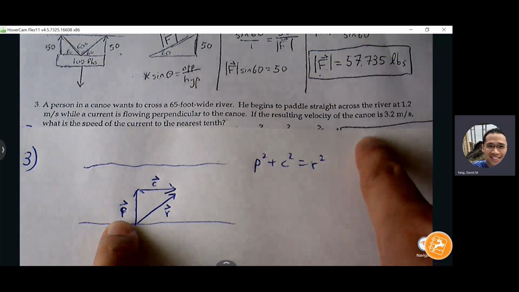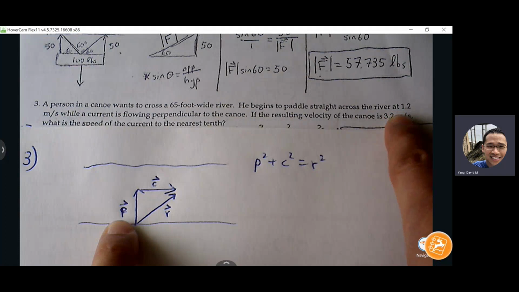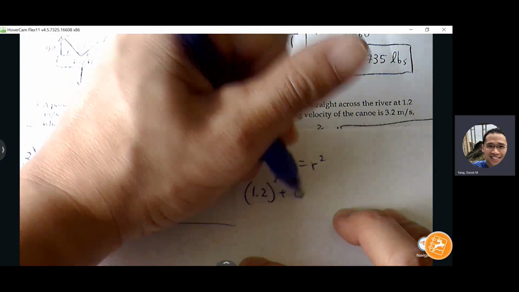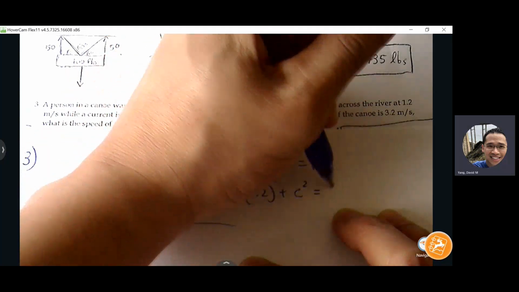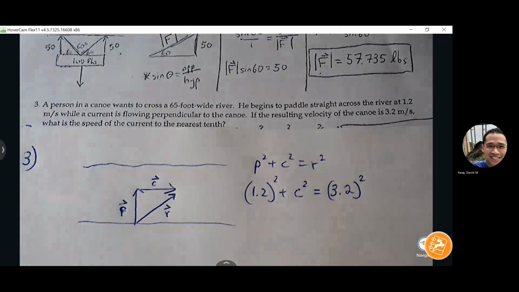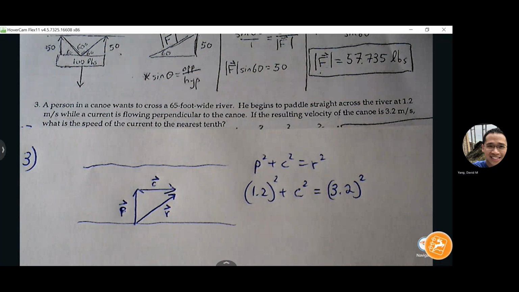Okay, so we know vector P is 1.2, so I can say 1.2 squared plus the current squared is equal to the resulting vector squared. Now I just have to solve for C, and that's it.